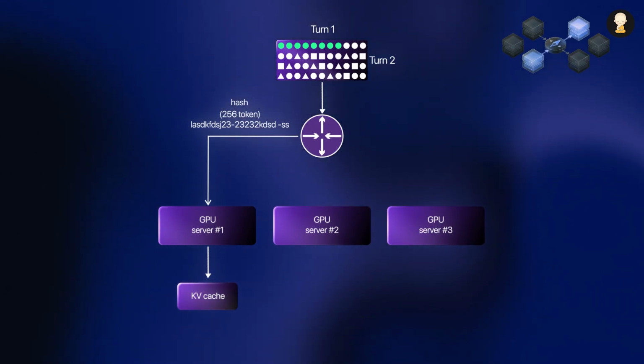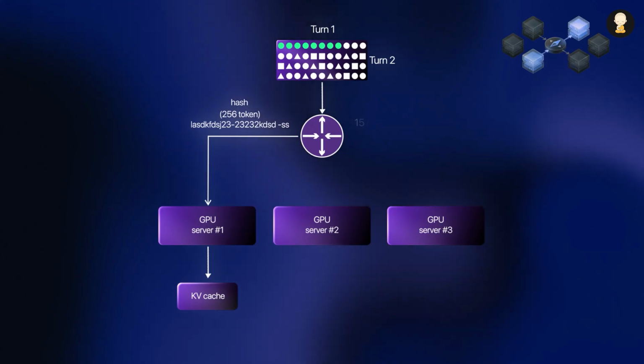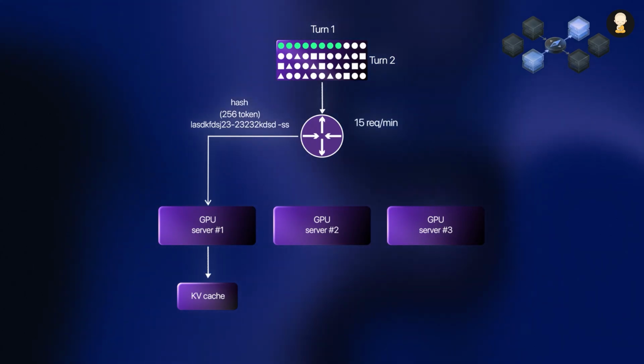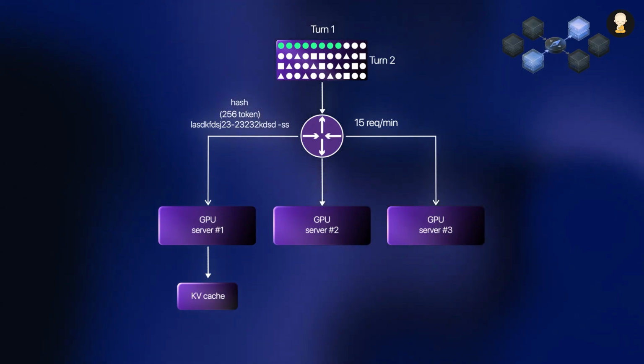One thing to note here is that a lot of users are using the API simultaneously. And if more than 15 requests per minute are made by the same user, the request might be sent to some other server to avoid congestion and overflow.